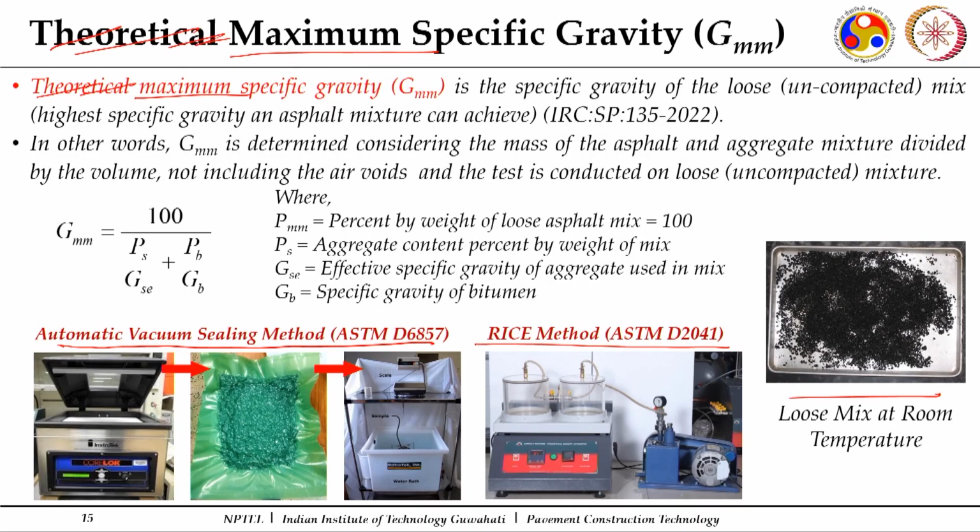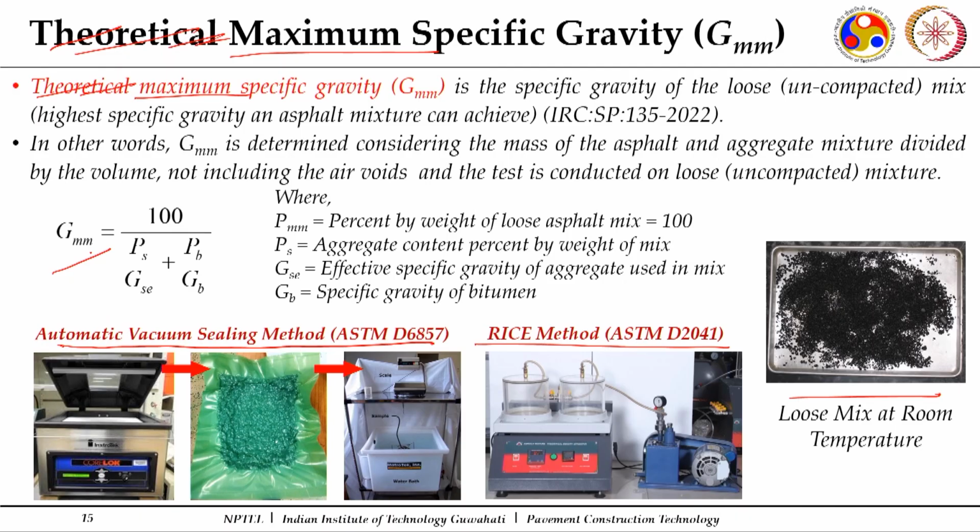In the vacuum sealing method, the loose mix is taken out, and through the vacuum application all the air voids are expelled, and then this loose mix is submerged in water, and you get the weight of the loose mix in water, which gives you the volume of the loose mix. So you work out the specific gravity, GMM, in this manner. Once this GMM is known to you from laboratory methods, these are two laboratory methods where you actually prepare a loose mix and you determine the maximum specific gravity.